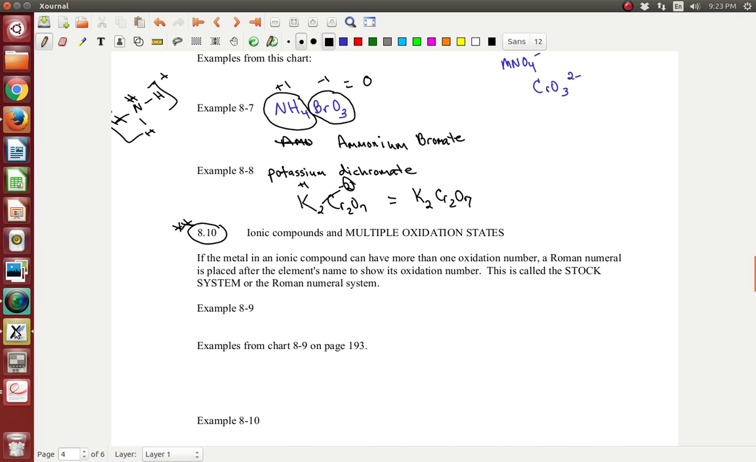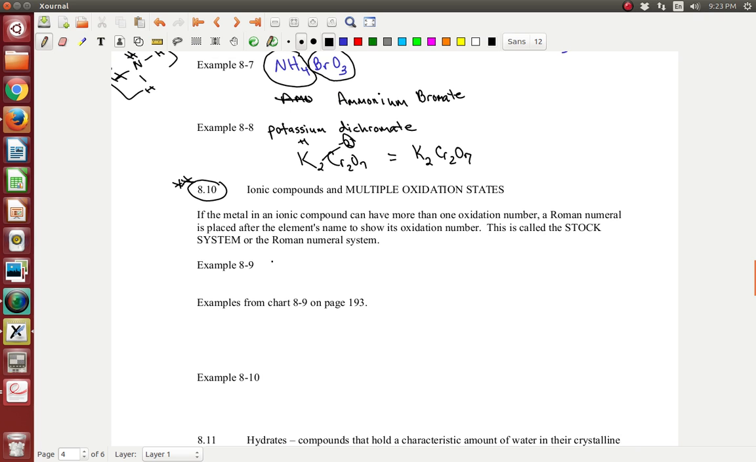So example 8-9 has this thing right here. Mercury. Okay, now, how would we name this? First of all, this is mercury. And mercury, if you look in here, find mercury, Hg.